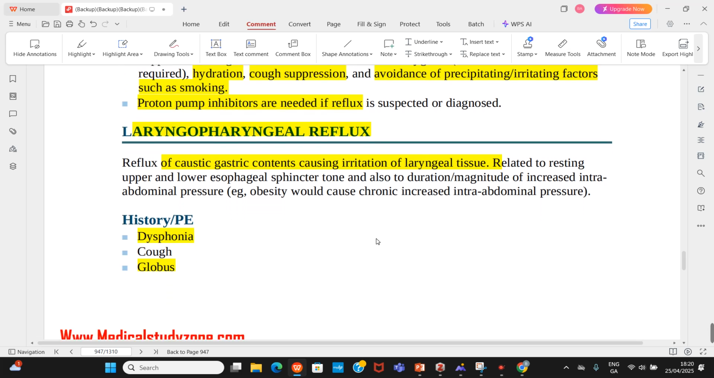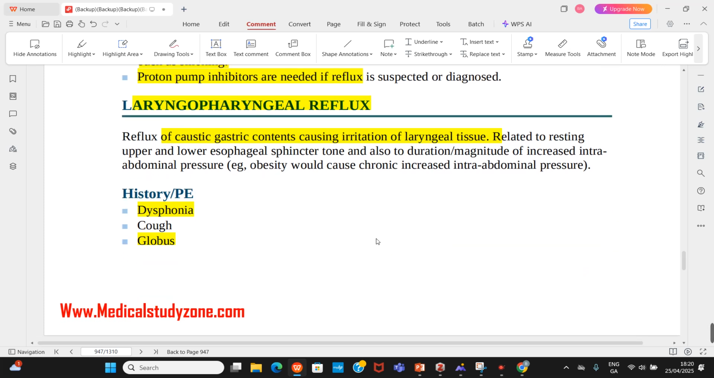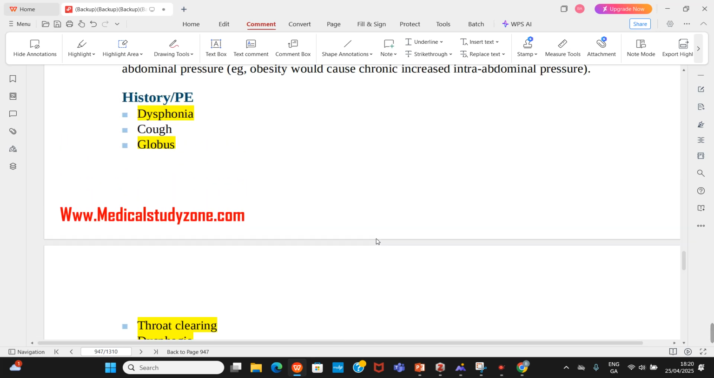For laryngopharyngeal reflux, it's one of the causes of laryngitis. This is usually a reflux of gastric content into the laryngeal tissue. Anything that causes reduction in the lower esophageal sphincter tone, or even the upper tone, can cause this. It's very common in people that take spicy food, and people with obesity can have it.